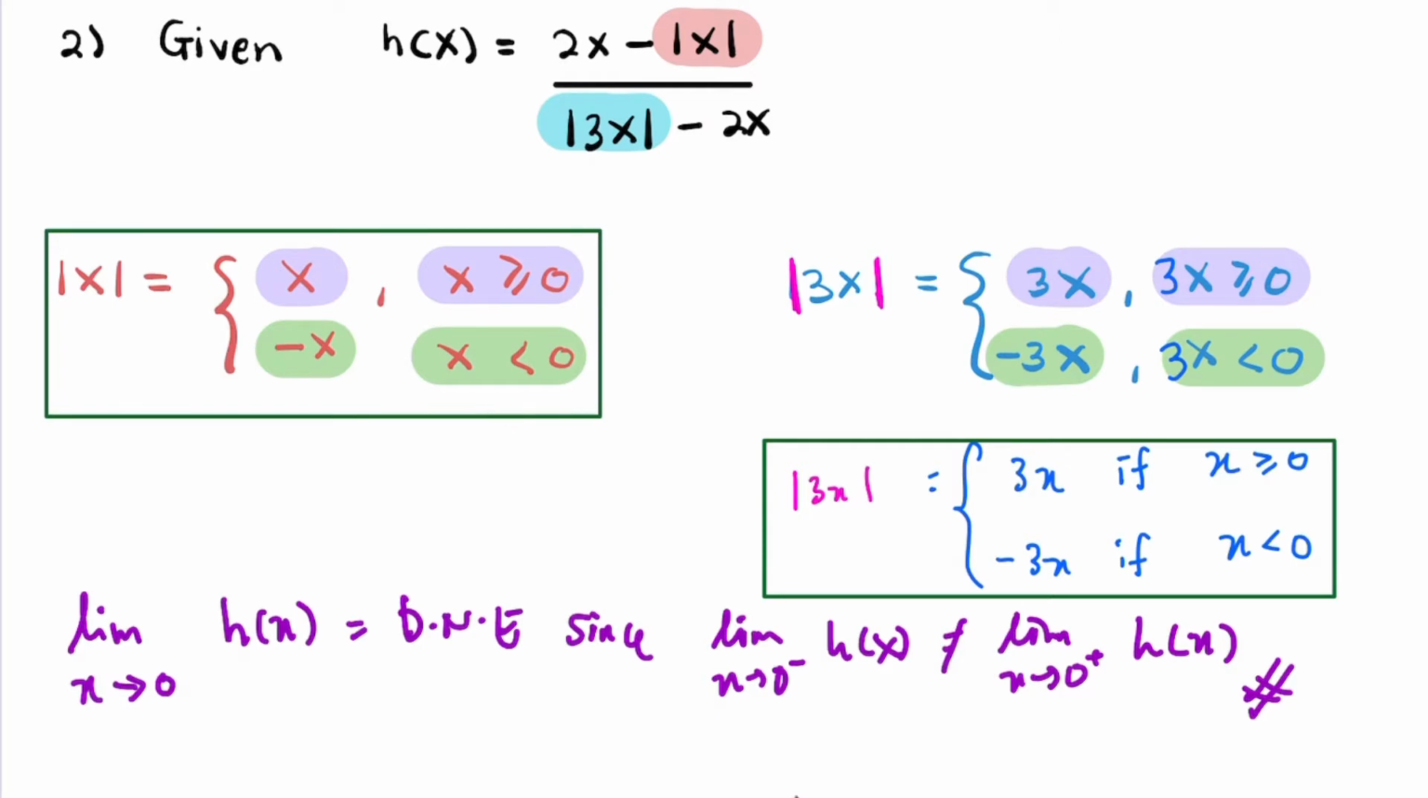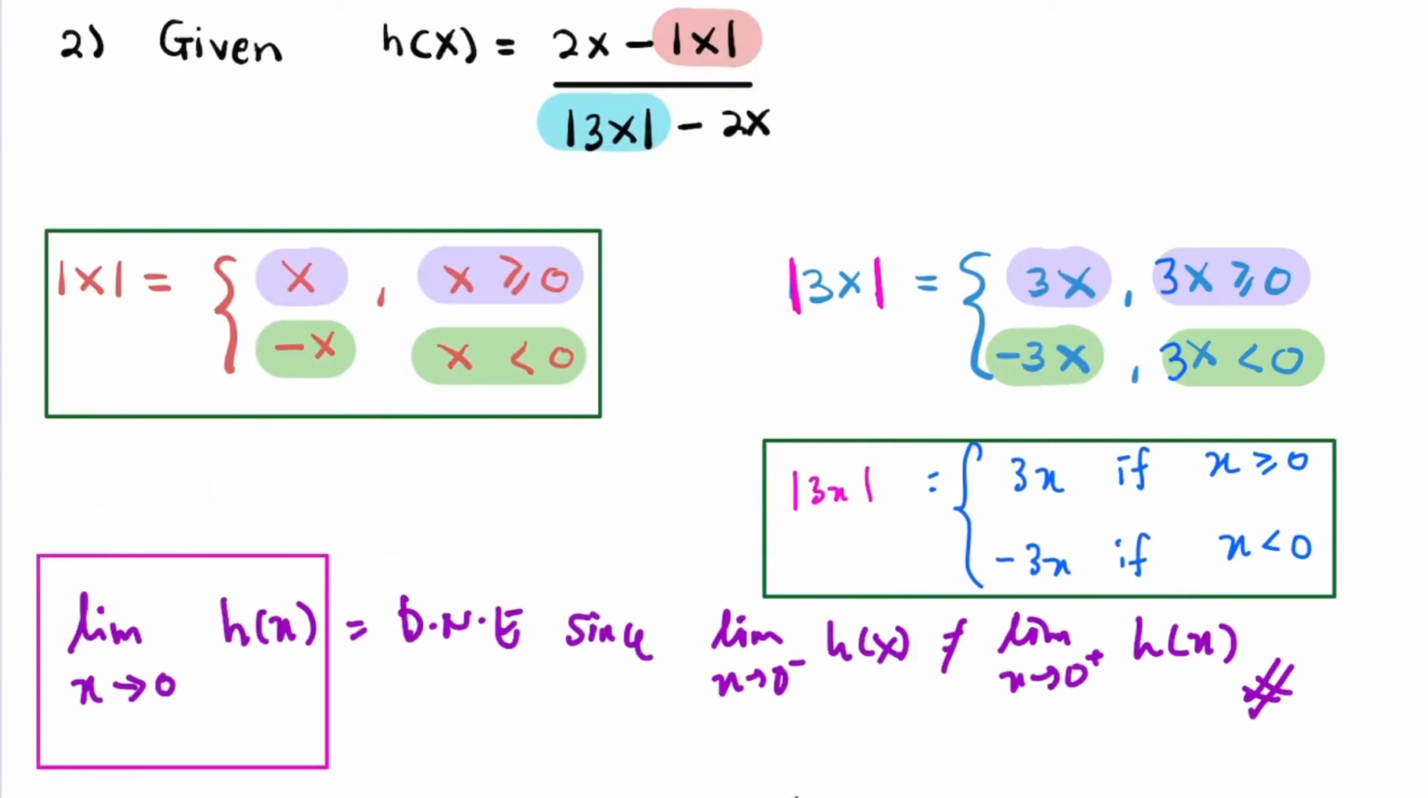So again, let's open up modulus 3x. Modulus 3x is 3x if your 3x is positive, and this is equal to negative 3x if 3x is negative. So let's rearrange this domain here. This function is equal to 3x if x is positive, and this is equal to negative 3x if your x is negative.